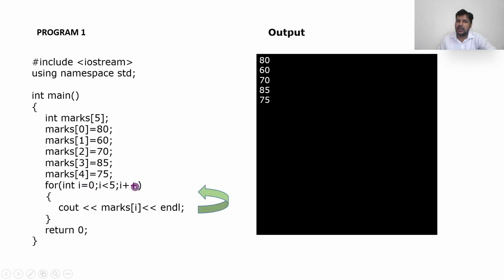Now what happens again, the i value will increase to 1, that means 5. Now 5 is not less than 5, right? Okay, so the condition fails and it will come out of the program, right? So this is how it will execute the array.